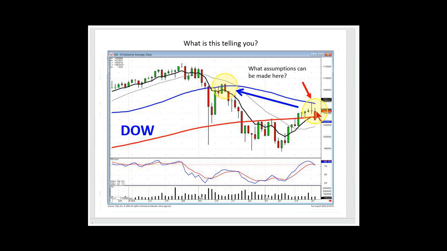And what type of signal? A Doji, which tells us they're not buying. Get ready to go short again.